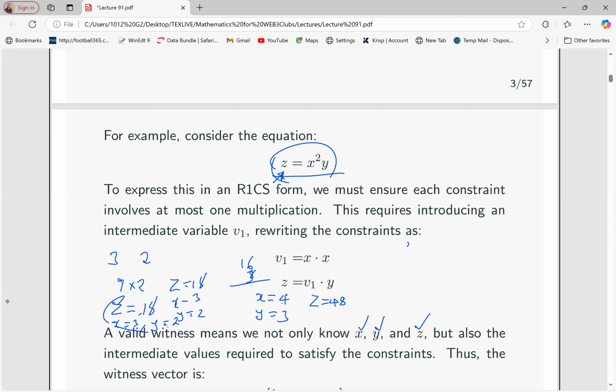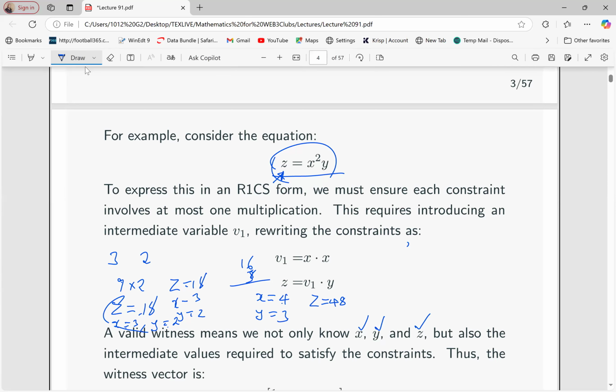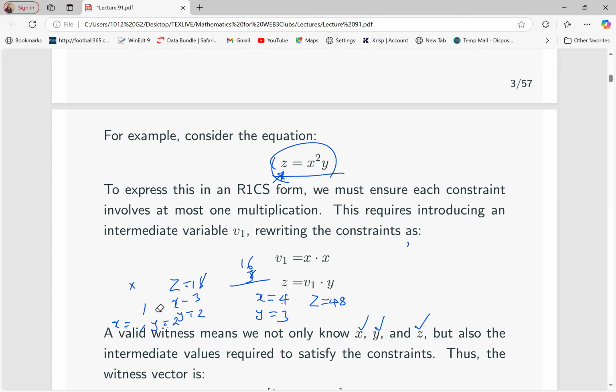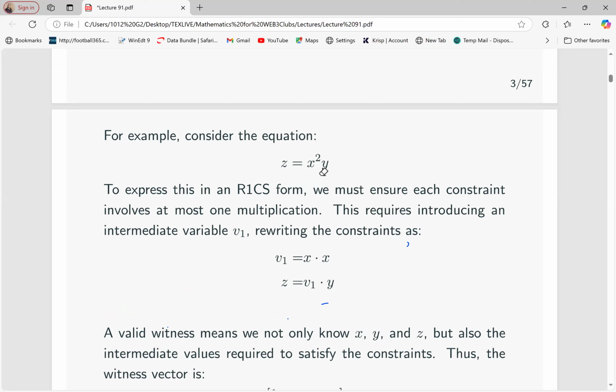So every time you ask him to show that he knows Z, he gives you witnesses. He gives you a value of X, a value of Y, and the value of Z. But now we are saying that as far as rank 1 constraints are concerned, these are not the only witnesses. It's not only X, Y, and Z. While we were doing that, we came across an intermediate value, V1. So it also becomes a part of this witness.